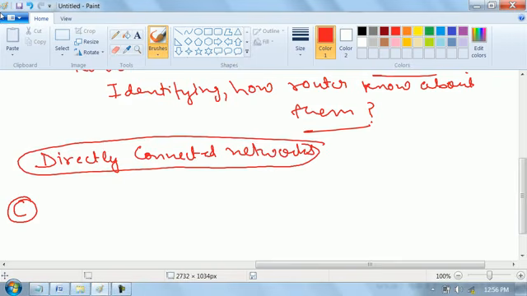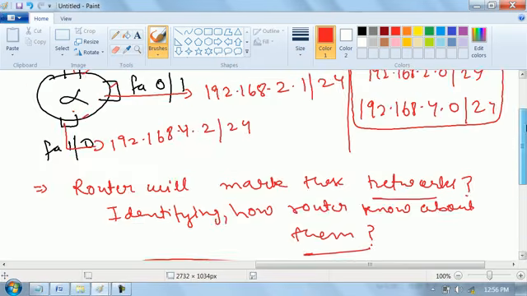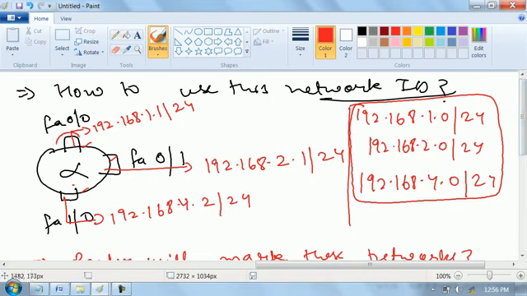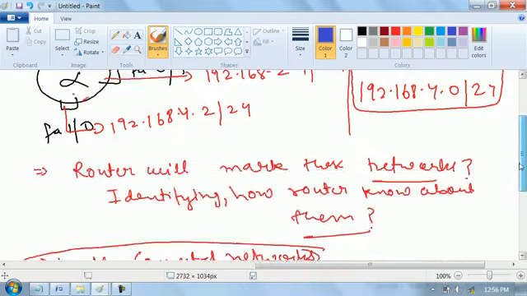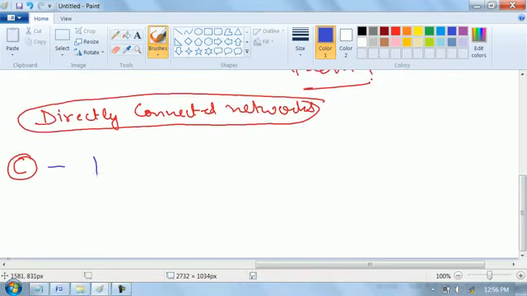I have 10 network IDs. Fine. Where did those 10 network IDs come from? Do I know about them or is someone giving them to me? Agree or not? Fine. So the router will mark these networks as C. C means directly connected. The router will make an entry.